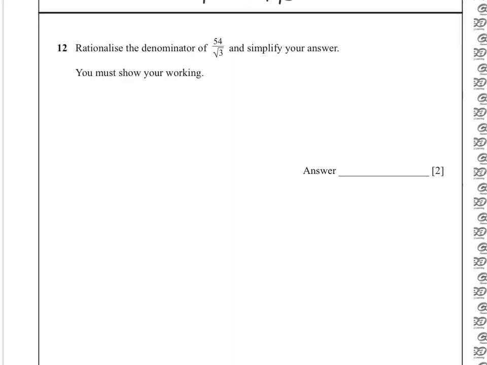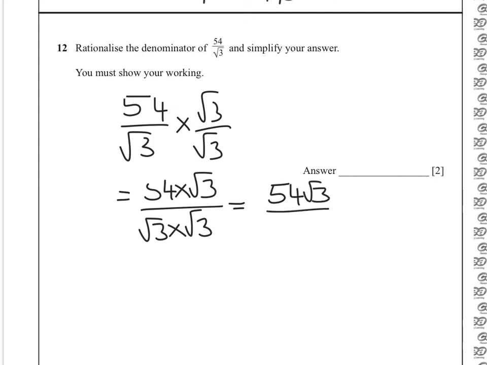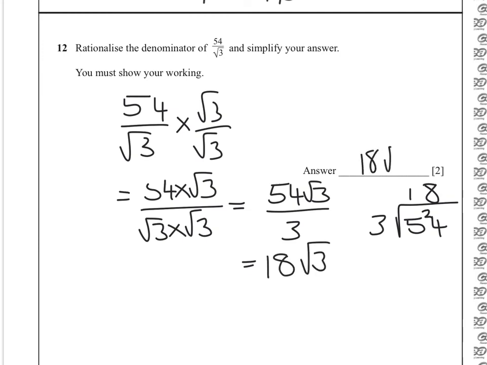To rationalise the denominator, we multiply top and bottom by the square root of 3. So in the top, that gives us 54 times the square root of 3, and on the bottom, square root of 3 times square root of 3. Top, at the moment, we can't do anything with, and the square root of 3 times the square root of 3 is 3. Let's check. 3 goes into 54, it goes into 5 once, remainder 2. It goes into 24 8 times. So 54 divided by 3 is 18, and that gives us an answer of 18 root 3.